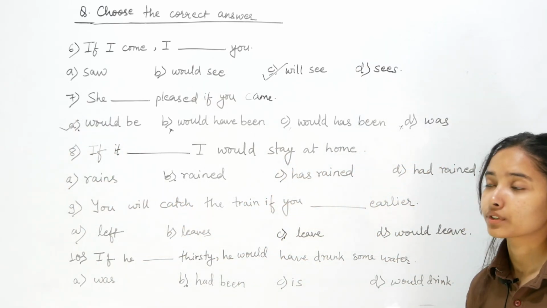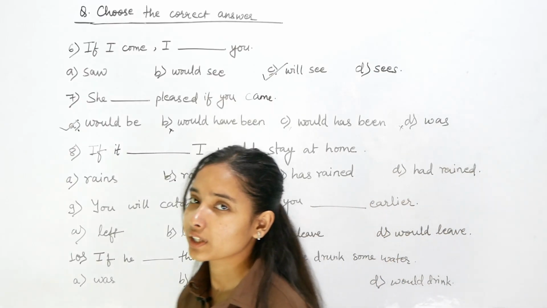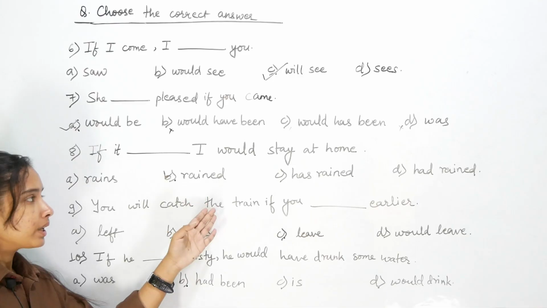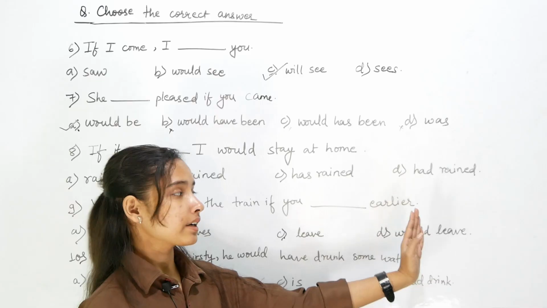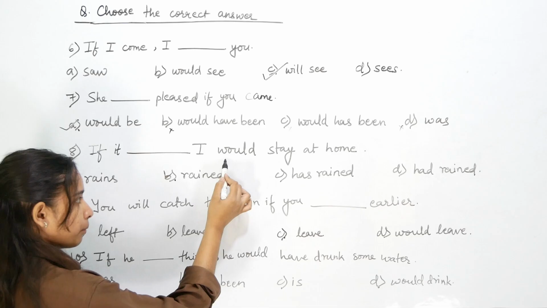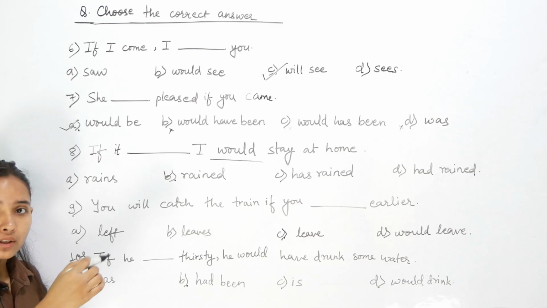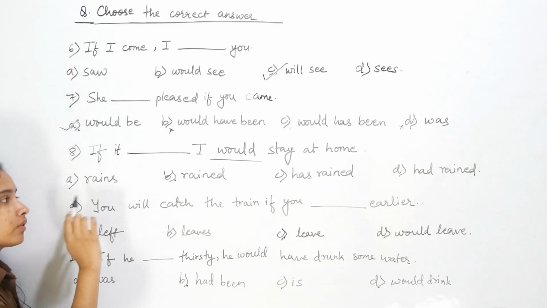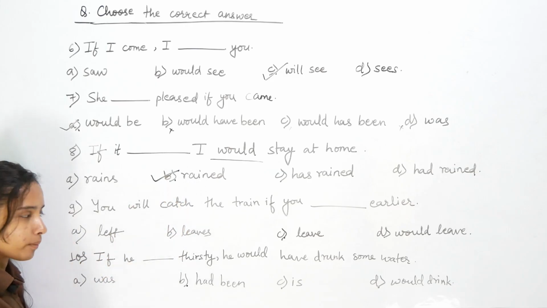Now the eighth question that we have is, if it dash, I would stay at home. If it rains, I would stay at home. If it rained, I would stay at home. If has rained, I would stay at home. Had rained, I would stay at home. So अब यहाँ के हुन्छ भने if it dash, I would stay at home. Would मतलब past form मा भइरहेको छ, past form मा भइसकेको छ. So if it rained, I would stay at home.